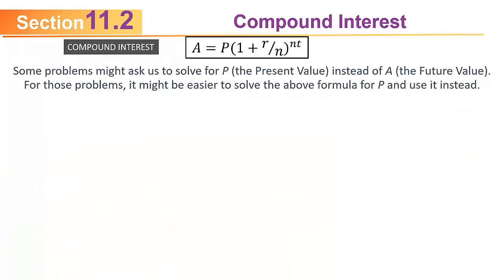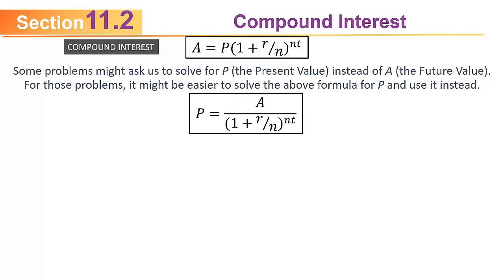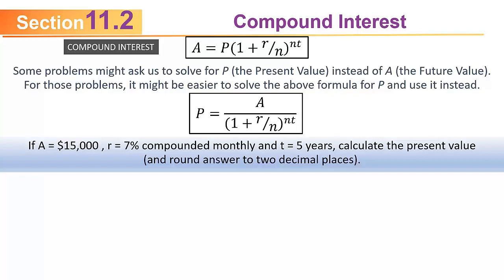Some problems might actually ask us to solve for capital P, the present value, instead of capital A, which is the future value. For those problems, it might be easier to solve the above formula for P and use it instead. So if you take that formula that we learned at the beginning of the section, capital A is equal to P times that quantity raised to a power. If you're actually solving for capital P, you could just plug the numbers in directly into that formula and solve for P later. But one thing you could do is divide both sides by that expression raised to a power and solve for P directly. And then plug in numbers.